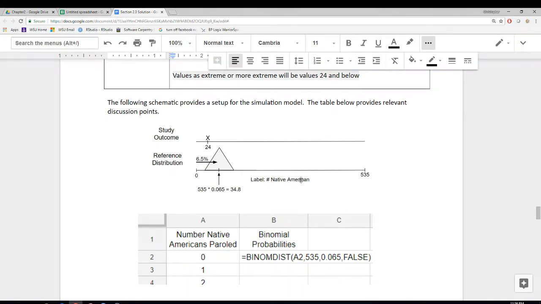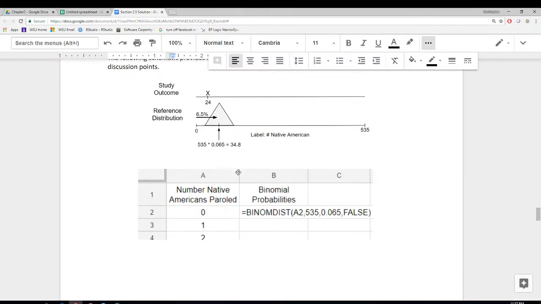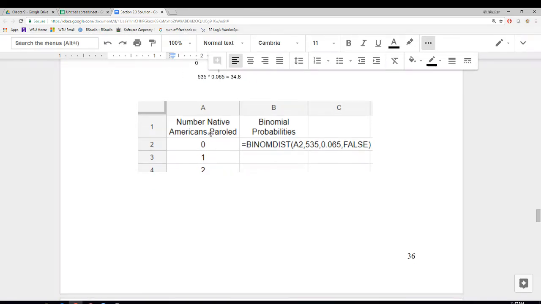So this is the schematic that we had for our simulation model presented back in section 1.3. That certainly doesn't change here. The parameter value here is 6.5%. My expected quantity is right around 35 Native Americans that should have been paroled. I only saw 24. The number of Native Americans paroled could go down as low as 0, and it actually could go up as high as 535. So these numbers in column A need to start at 0 and go all the way up to 535.